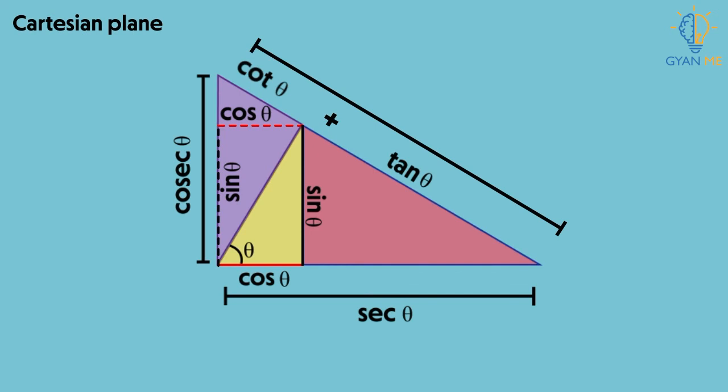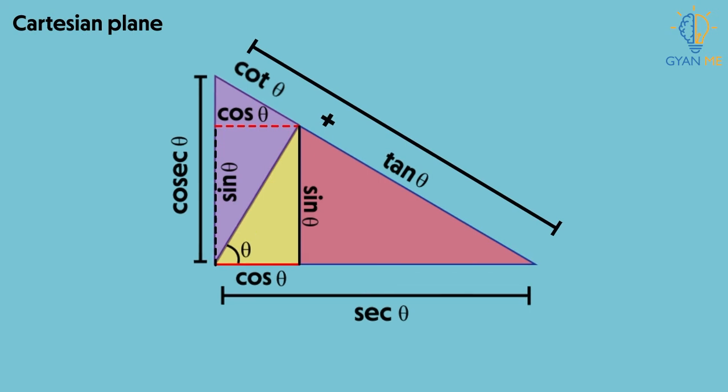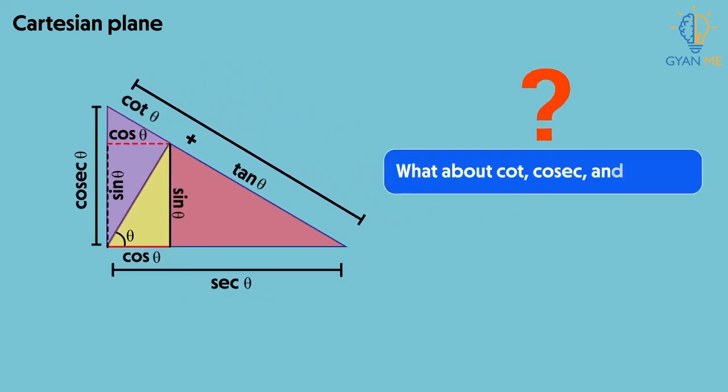And I hope you get the logic behind using these abbreviations sec and tan for the secant and tangent. What about cot, cosec and cosine? We will see that in our next video.